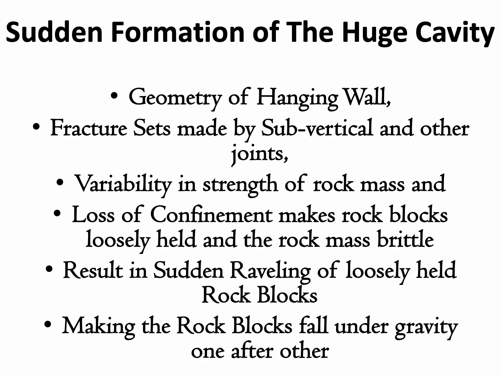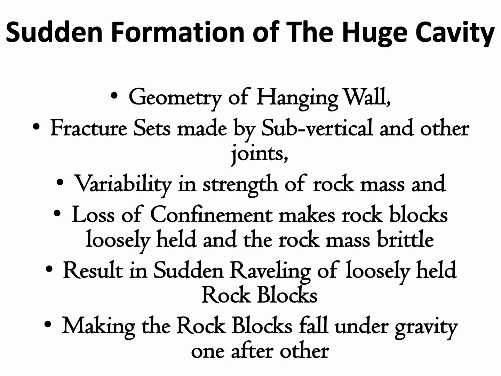Sudden formation of huge cavities is because of the geometry of the hanging wall, fracture sets made by subvertical and other joints, and variability in strength of the rock mass. Loss of confinement makes rock blocks loosely held and the rock mass brittle, resulting in sudden raveling of loosely held rock blocks, making the rock blocks fall under gravity one after the other. So this defines the whole process and mechanism behind the formation of the huge cavity.